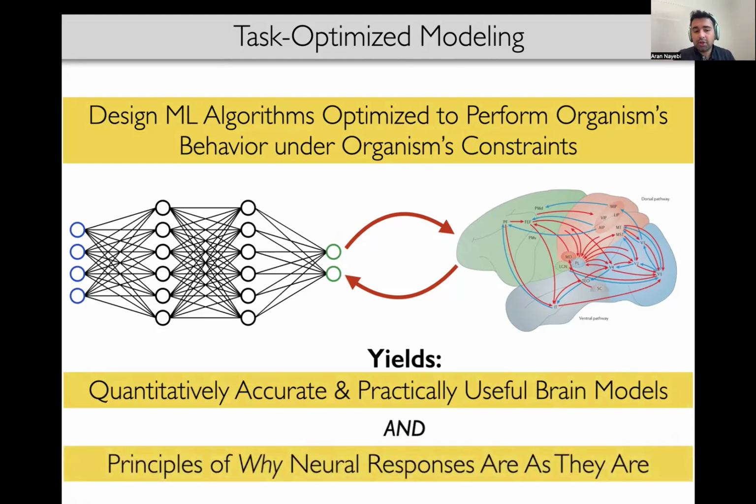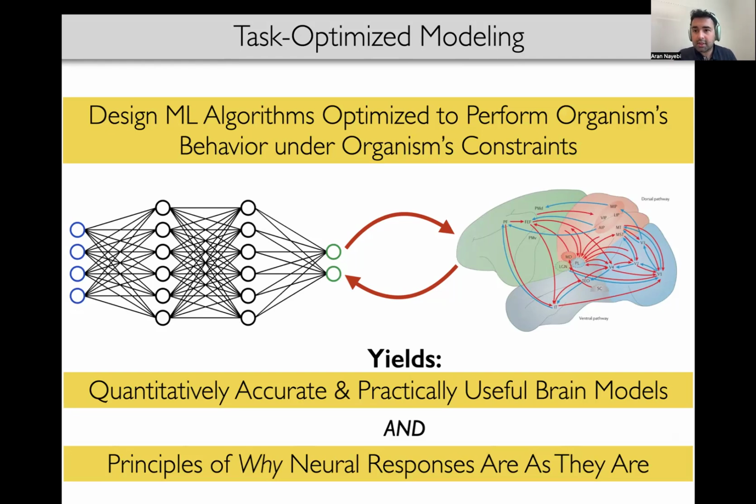And from a scientific point of view, it also gives us principles of why neural responses are as they are. In other words, if we optimize a neural network for a task and the response patterns end up quantitatively matching the brain, then that's a strong normative hypothesis for the evolutionary and developmental pressures that gave rise to those neural responses in the first place. Now, we're not claiming that the brain is always optimal or that evolution is always maximizing, but insofar as neural response patterns are due to selective pressures under a task constraint, then a task-optimized neural network model of that will be useful for finding what those pressures are.